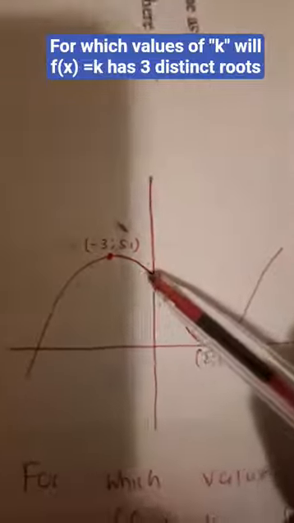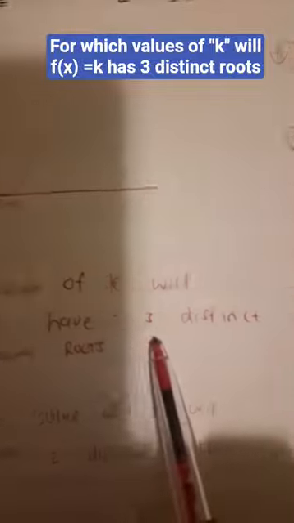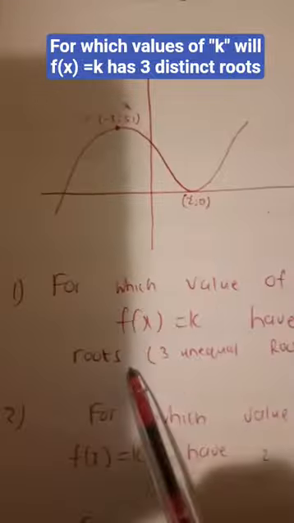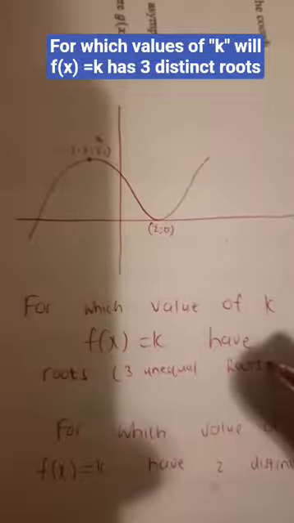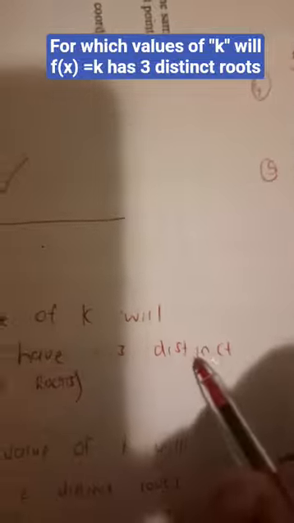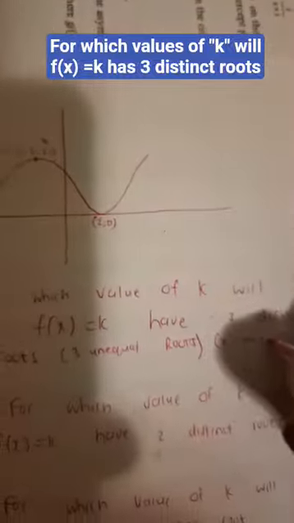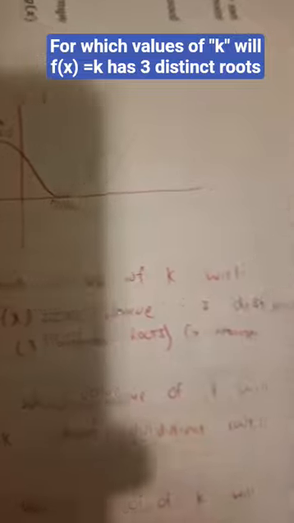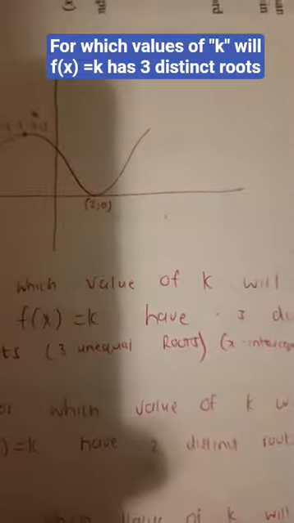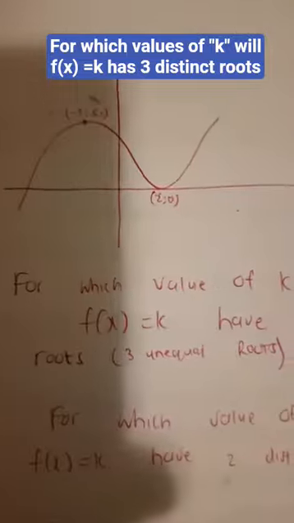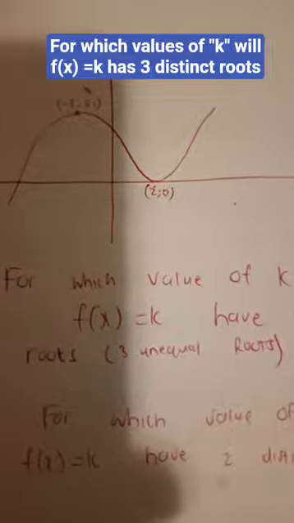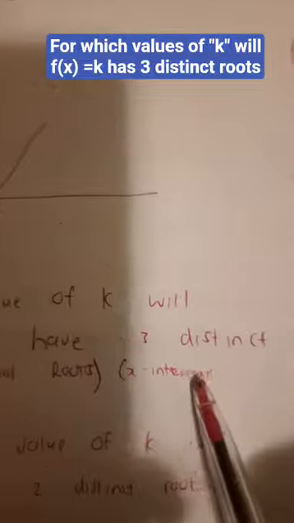So these kinds of questions where you're asked for which values of k will f of x equal to k have three distinct roots. Three distinct roots or three unequal roots, the same thing. Distinct means not the same. Roots are your x-intercepts, okay? Remember, whenever you are solving for x and you get your x values, your solutions of x, we call those roots. Roots are also called x-intercepts.